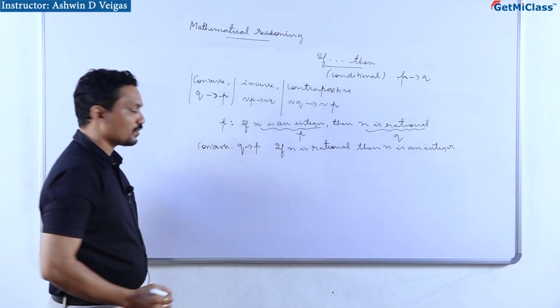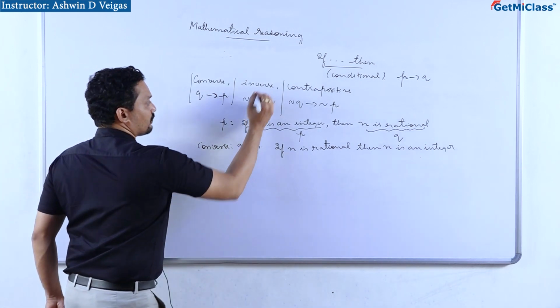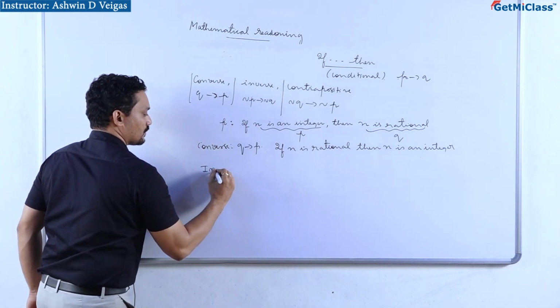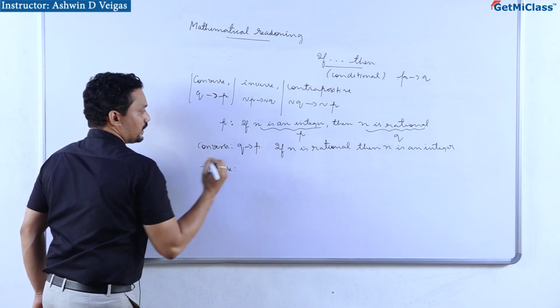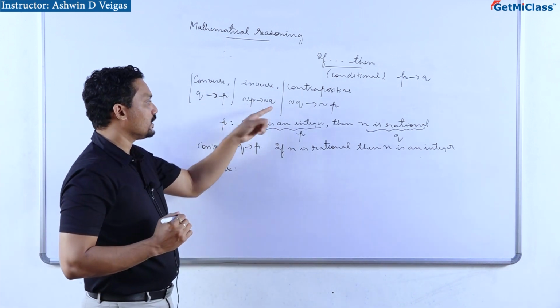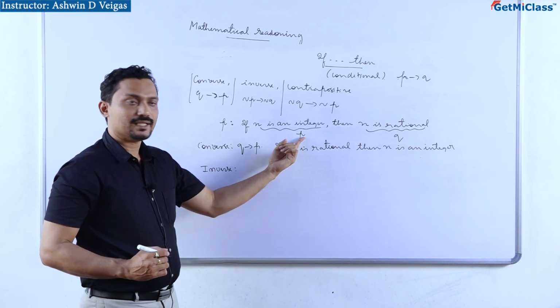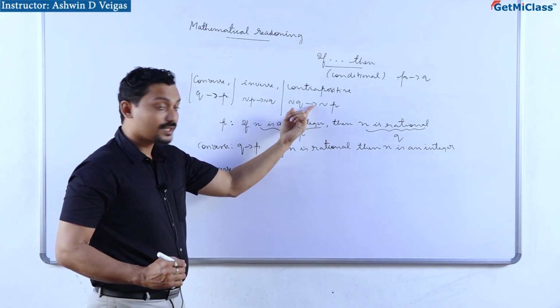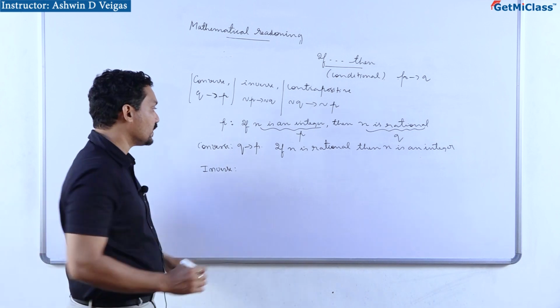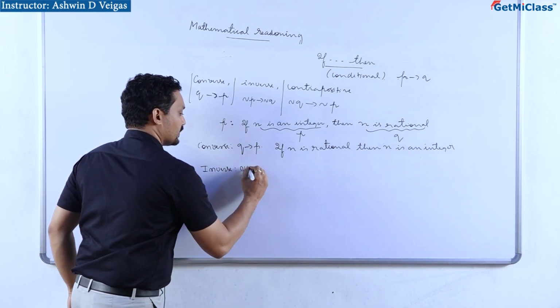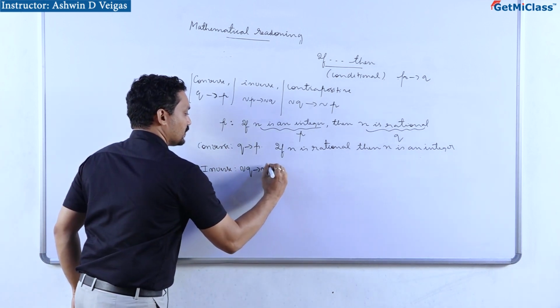Yeah, this is called converse. Next, what is inverse? Inverse is negation of P then negation of Q. So P should be negated, and all these are also conditional, so they have to start with the word if.